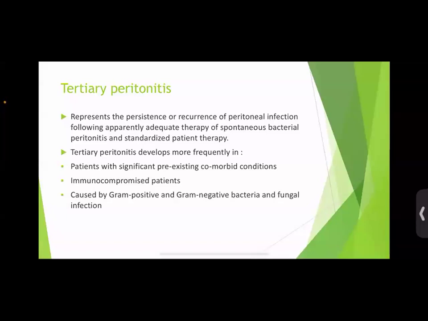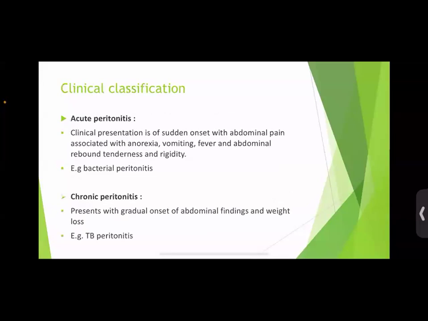So it presents as the persistence or recurrence of a peritoneal infection following apparently adequate therapy of spontaneous bacterial peritonitis and standardized patient therapy. Tertiary peritonitis develops more frequently in patients with significant pre-existing comorbid conditions and immunocompromised patients, and is usually caused by gram-positive and gram-negative bacteria and fungal infection. For clinical classification of peritonitis, it can either be acute or chronic.